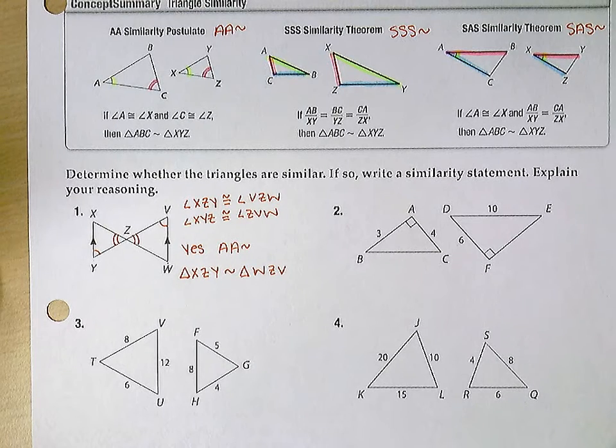Okay, so that was our first example. So these are similar by angle-angle similarity. And I wrote out those congruent angles for you there. Questions on the first one?